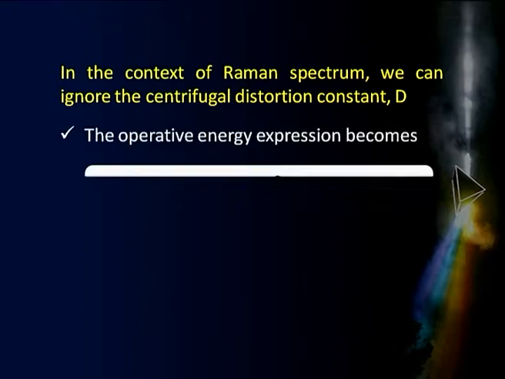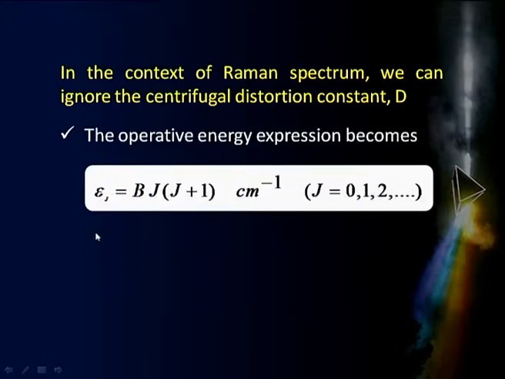Now, in the context of Raman spectrum, we can ignore the centrifugal distortion constant, because this happens to be very small in magnitude, and as a consequence of that, our operative energy expression becomes just this, that is E_j equal to B into j into (j plus 1), where j happens to be again 0, 1, 2 and so on and so forth.